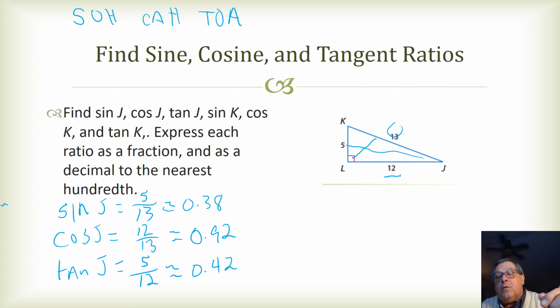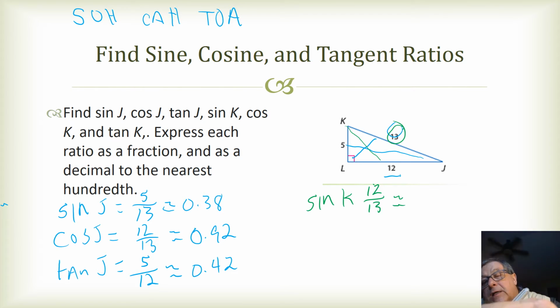Now let's work on sine, cosine, tangent of K. Well, I already know my hypotenuse. It's not moving. It's staying the same. It's still 13. But my opposite and adjacents are going to change since we're looking at a different angle. So the sine of K, again, sine is opposite over hypotenuse. And the opposite side of K is 12. So it's 12 over 13, and that's approximately, rounding to the nearest hundredth, 0.92.